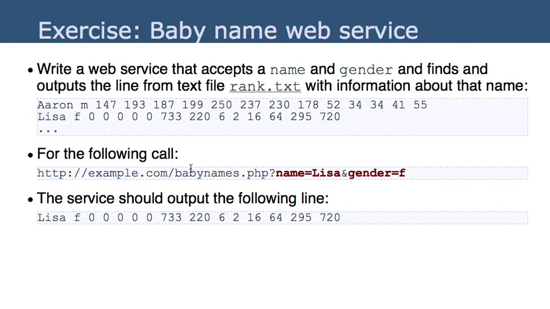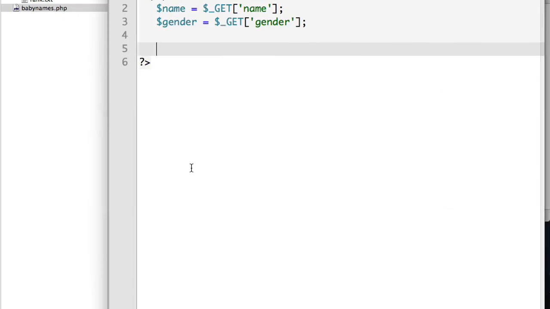So there are two different ways we can do this. Why don't we do this using the file function instead of file get contents? Do you remember what the difference is between file and file get contents? File returns an array, and we can just iterate over that array directly. If we used file get contents, then we'd have to explode it on newline, right? So that's just an extra step that we can avoid by just using file. So file rank.txt, and I'm just going to strip off the new lines at the end of that by using file ignore new lines. Put that into names.